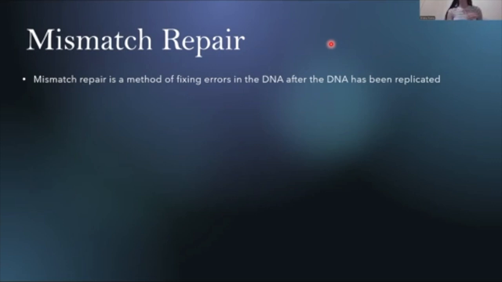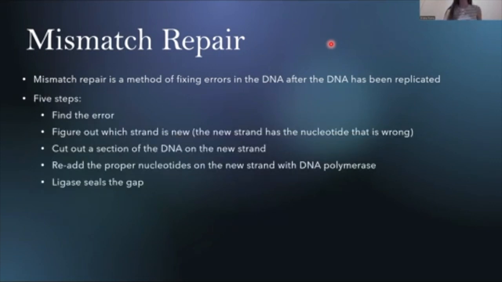So, if we're looking at the DNA and we're like, oops, there was a mistake right there, we can still fix it. So, there are 5 steps in this. First, find the error, and then figure out which strand is new. Because if we had an old strand and a new strand, and now we have an error right here, which one was the error in? Well, it would have to be in the new strand because that's the one that we just made. Our old strand isn't going to have the error in it. That was the template. Your new strand is the one where you accidentally added in something that was wrong.